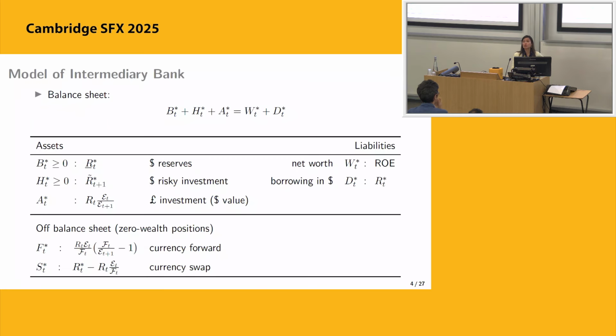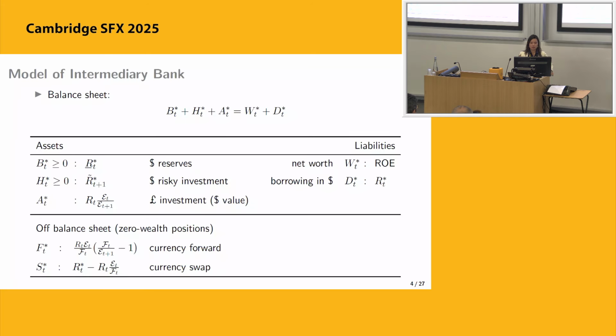Let me just present the contours of the model because I need to get through a lot. This is the model of an intermediary. It can be bank, can be non-bank. Let's think of it being the bank. It borrows in dollar. It can also borrow in foreign currency, but it's the same, borrows in dollar. And on the asset side, holds reserves, invests in dollar investment, which are risky, and can invest in foreign currency.